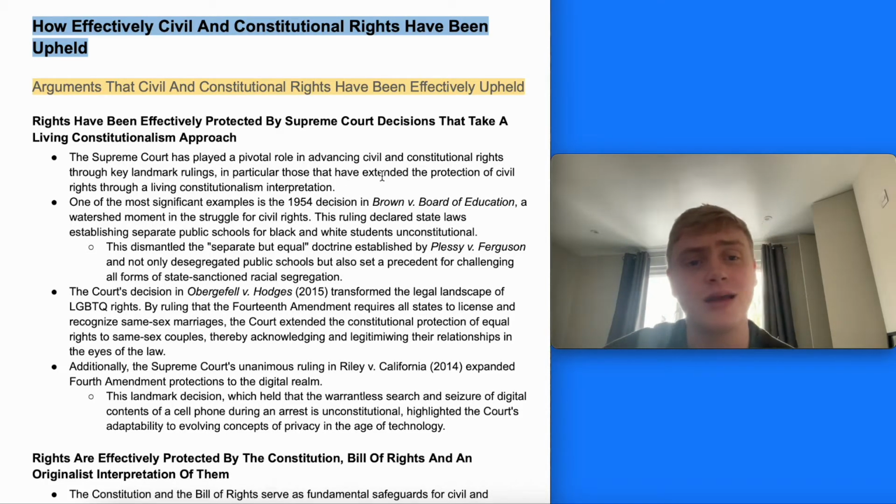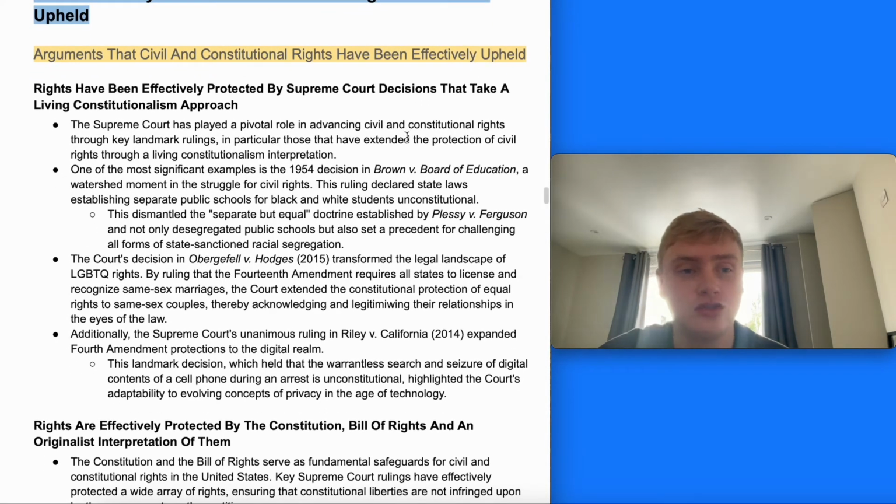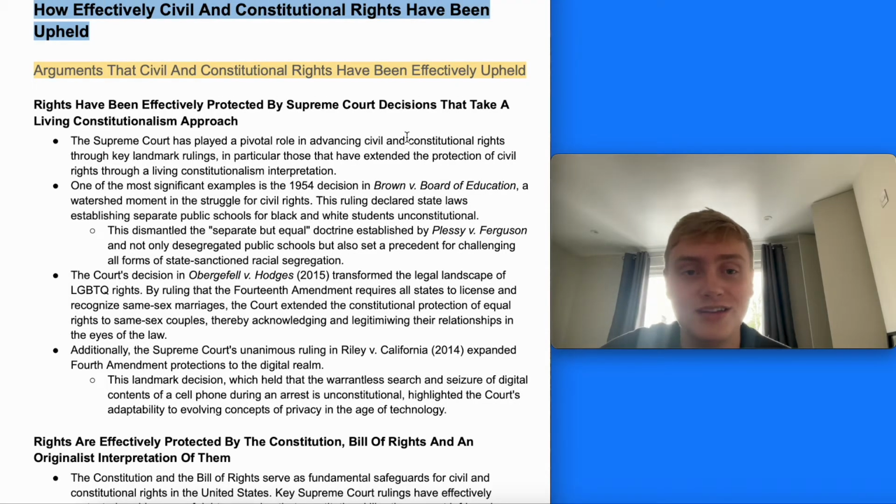So it can be argued that it's played a key role in advancing civil and constitutional rights through key landmark rulings that protected civil rights by reinterpreting the Constitution to kind of offer protection in a changed society that recognises the need for the protection of these rights for minority groups and individuals across society.